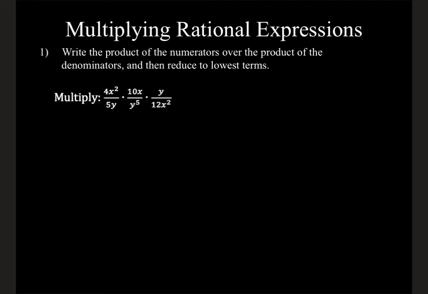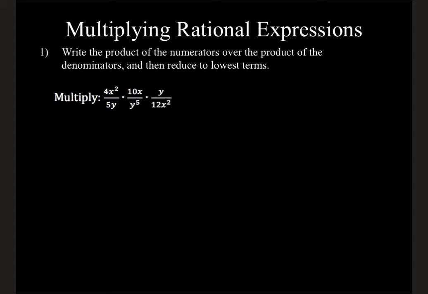Moving on now to multiplying rational expressions. You're pretty much doing this the same way that you would do a normal fraction. When we're multiplying fractions, we multiply the numerators, multiply the denominators, and then try to simplify. So for this one, I'm going to write the product of the numerators over the product of the denominators and reduce to lowest terms. Essentially, we're doing the exact same thing.